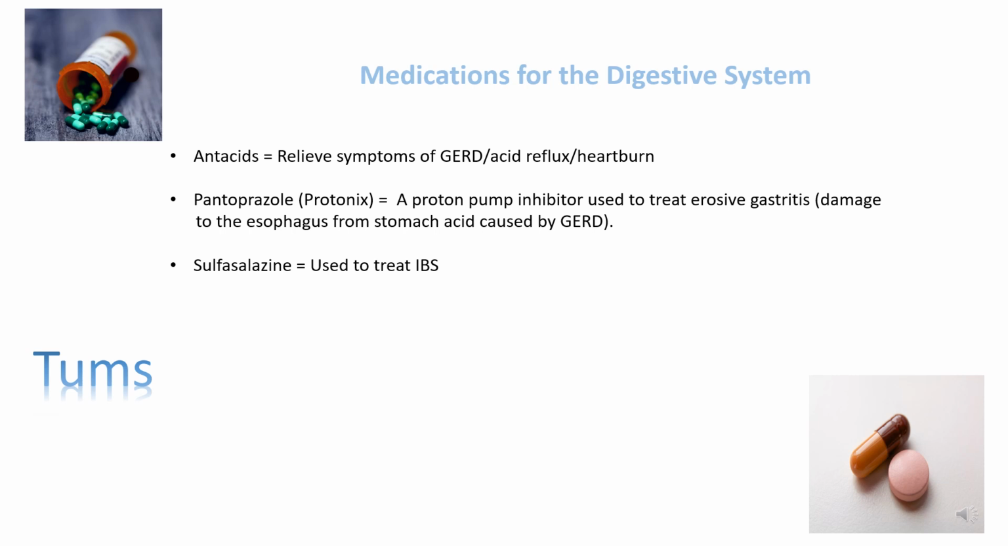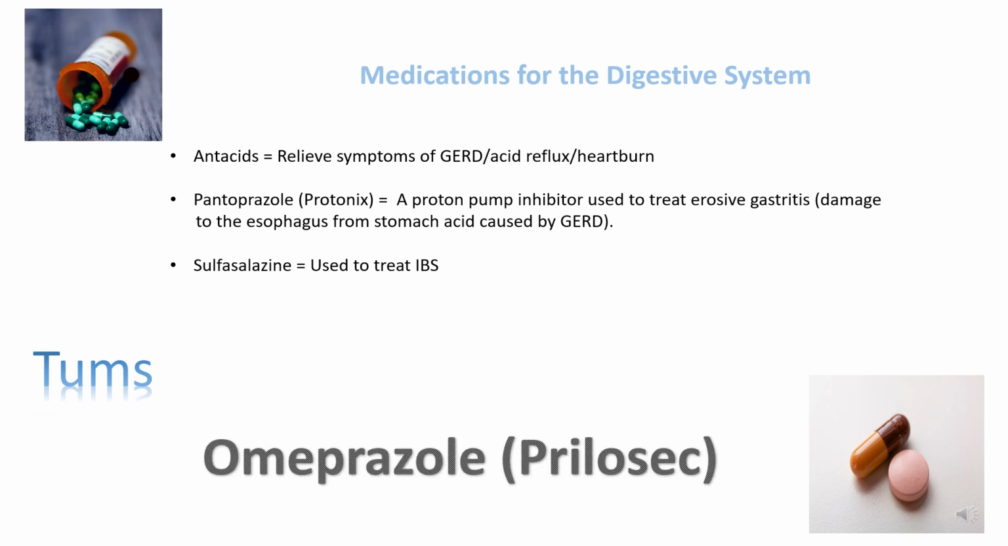Other PPIs or proton pump inhibitors are medications like the generic omeprazole. The brand name for omeprazole is Prilosec. And lastly, there's sulfasalazine. It is pronounced sulfasalazine. It's a medication used to treat a couple of things, such as rheumatoid arthritis, but for the digestive system, it is used to treat irritable bowel disease, or IBD.